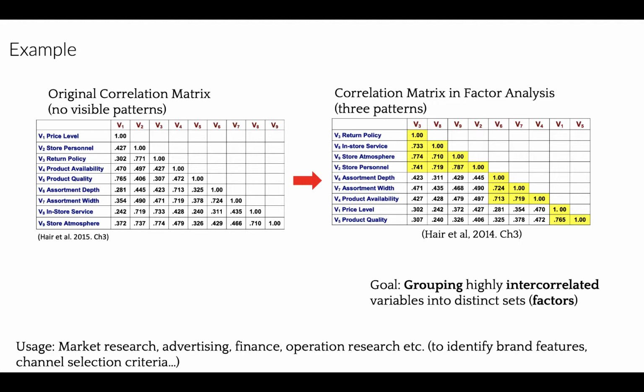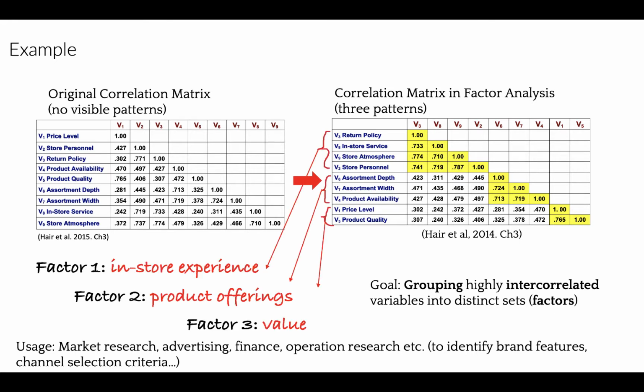First, we see that 4 variables relating to the in-store experience of shoppers are grouped together. Then we have 3 other variables describing the product assortment and availability, and they're grouped together. And finally, product quality and price levels are grouped. Each group represents a set of highly interrelated variables that may reflect a more general evaluative dimension. In this case, we might label these 3 groupings by the labels in-store experience, product offering, and value.